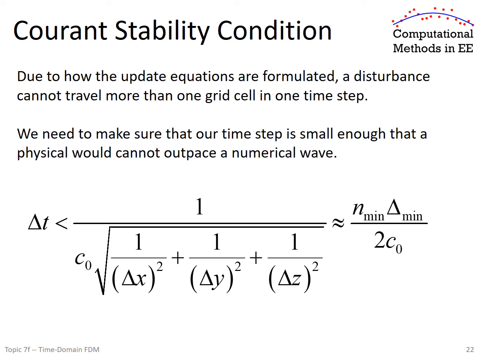Also, rather than have the delta x, delta y, delta z, those are our grid resolution parameters, I just find the smallest one of those and call that delta min and use that in the equation. So it's an easier equation to use and also accounts for the minimum refractive index. So in practice, in my codes, I use this for the Courant stability condition. And I just make sure that my time step is smaller than that.